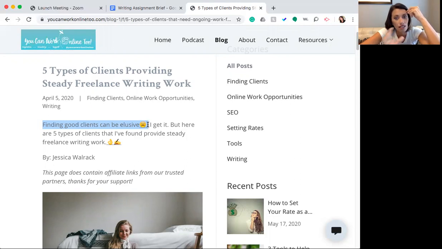And then the solution that this article is going to provide. Here are 5 types of clients I found. Again, the keywords right there. So that's what you want in the introduction. You really want to connect with the audience, let them know you understand their pain point, and let them know that you're going to solve it.